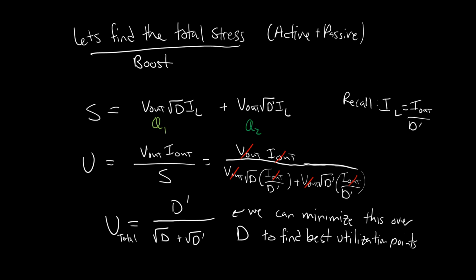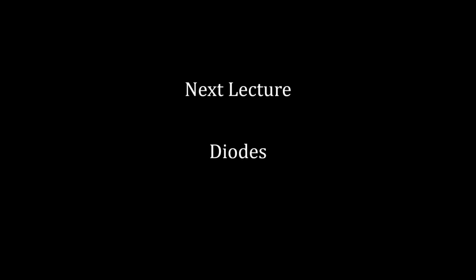So this is really the only topic that I wanted to introduce today. So for me, this is a great place to stop. And next lecture, we're going to be talking about diodes. So we figured out how to characterize switches, and now we're going to look at specific switches we can use to implement our ideal switches in converters. Thanks.